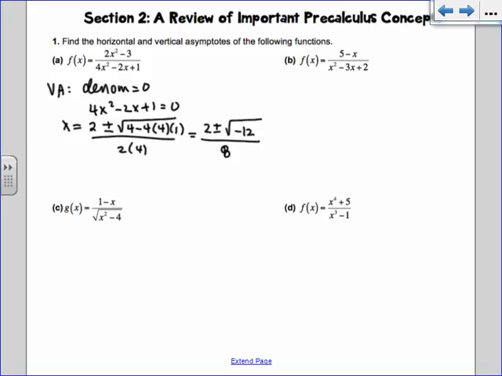So what does this mean about vertical asymptotes? It doesn't exist. There are no vertical asymptotes. Remember, we do not have square roots of negatives in calculus. In Calc 1, we do not do that. We will not deal with any imaginary numbers, complex numbers.